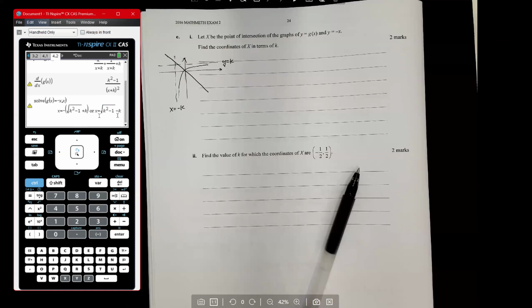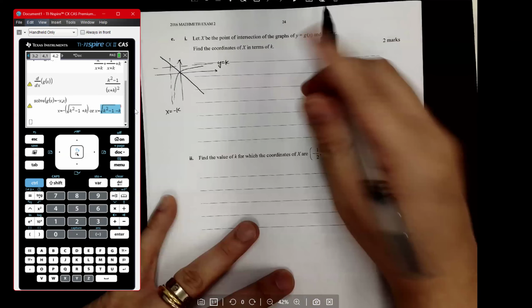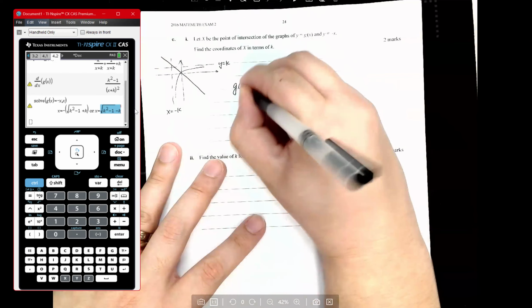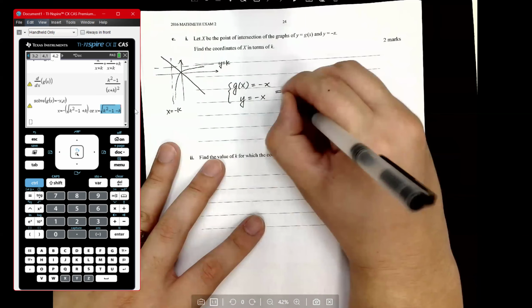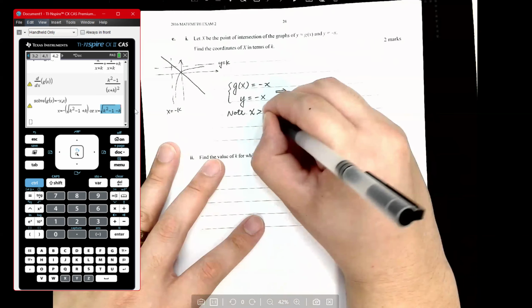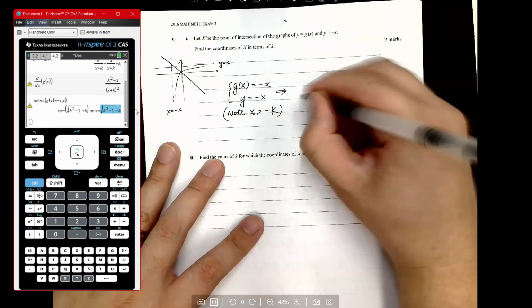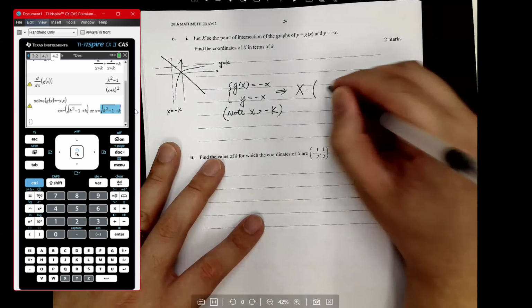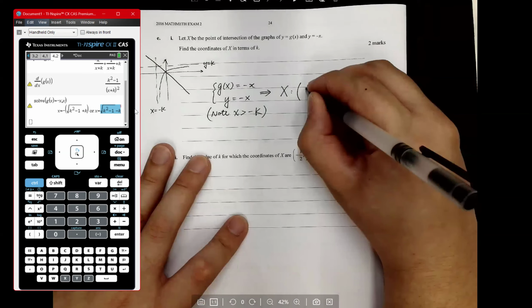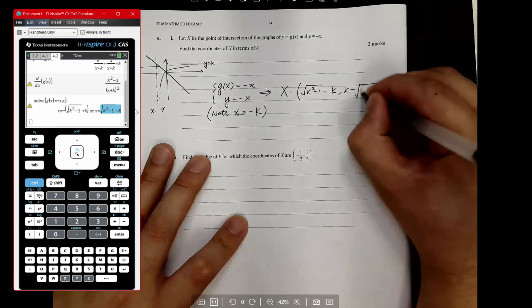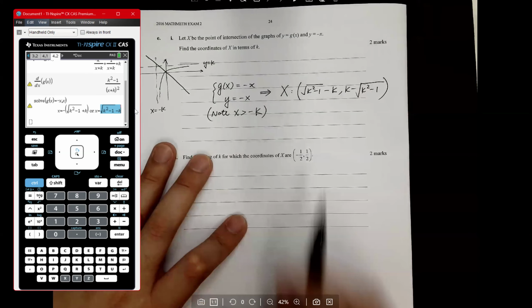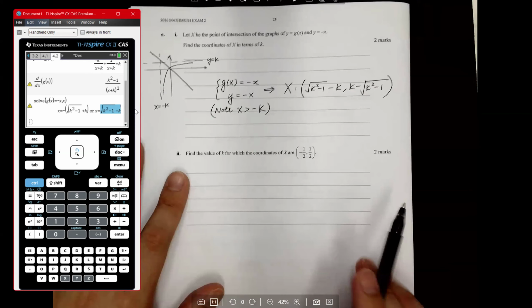And the coordinates of X, you have to state, let's say, y equals minus x. So we say g of x equals minus x and y equals minus x. Note, x is greater than minus k, okay? Therefore, the coordinate X will be square root of k squared minus 1 minus k, minus square root of k squared minus 1, etc. Okay? So that's the pair of coordinates we want.